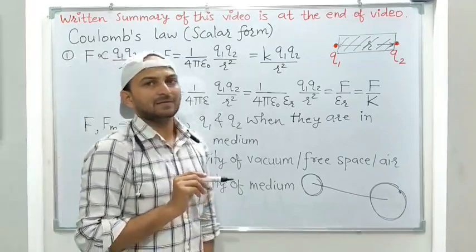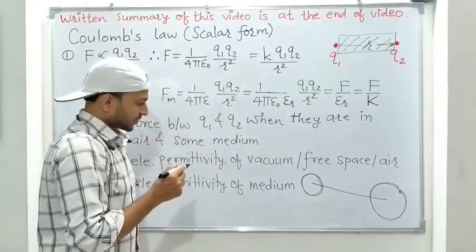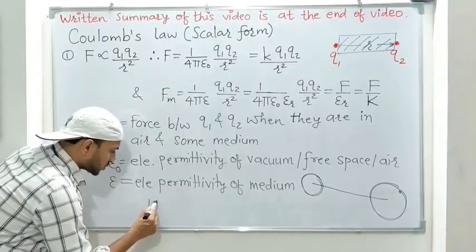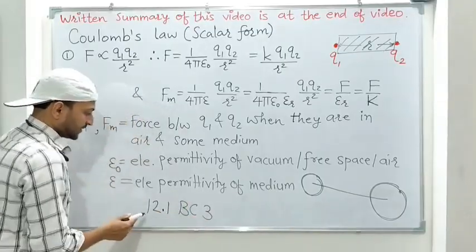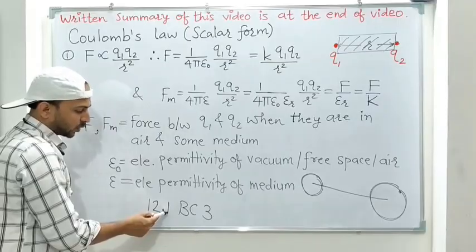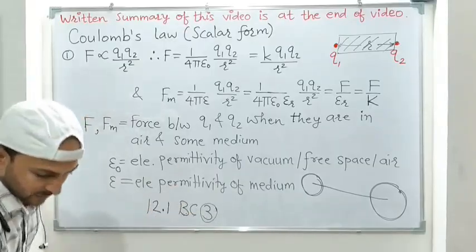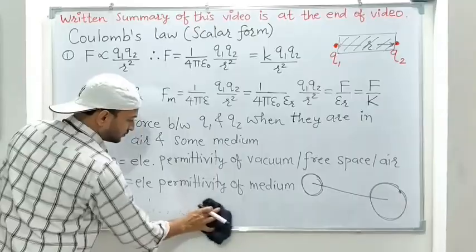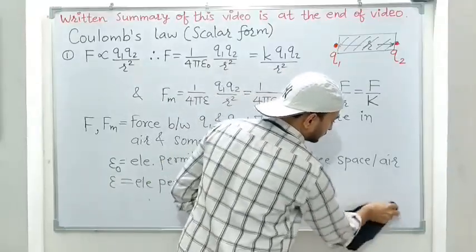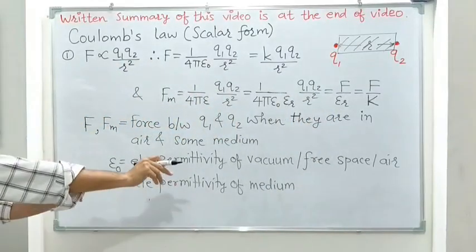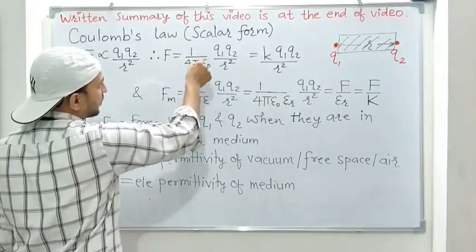What is electrical permittivity? It is explained in the previous video, video number BC3, Standard 12, chapter 1. BC means board concept, and video number 3. So, this is Coulomb's law. Now, 1 upon 4 pi epsilon 0.